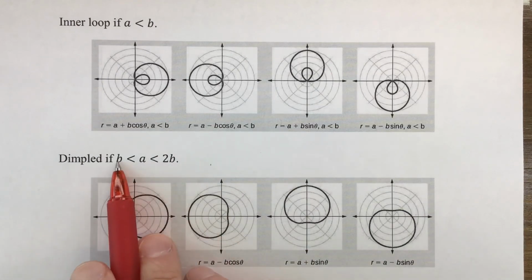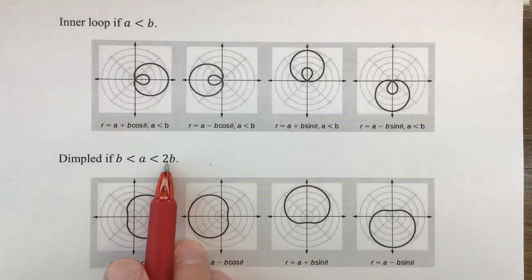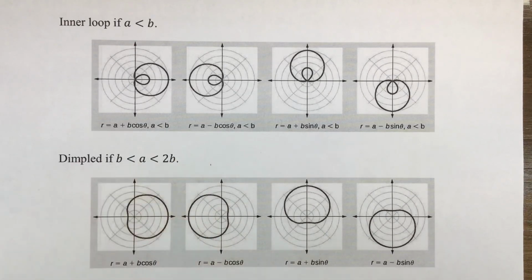Another way that we can compare the A and B: if the A is greater than the B but less than twice the value of the B, you get what is called a dimpled limaçon. That's what these roughly look like here. It seems like it has a little bump on the side of it, a little dent. It's called the dimple.